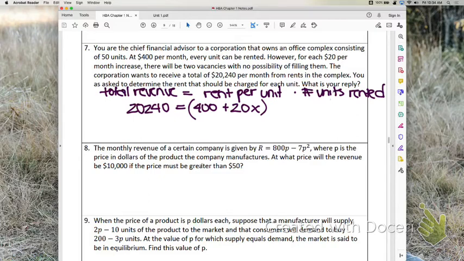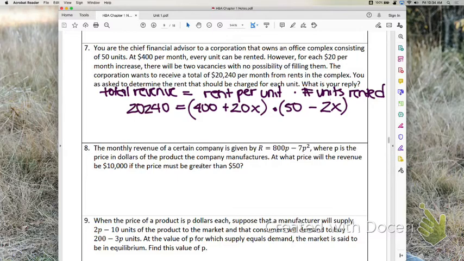What about the number of units rented? What is it starting at? 50. And every time we increase the rent by 20, what happens to the number of units rented? It goes down by 2. Every time we increase by 20, it goes down 2x, because we're not sure how many times we're going to increase the rent, which means we're not sure how many times we're going to lose apartments. Okay? From here, what would be a good way to solve?